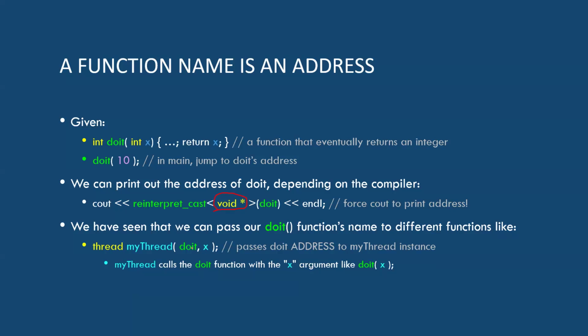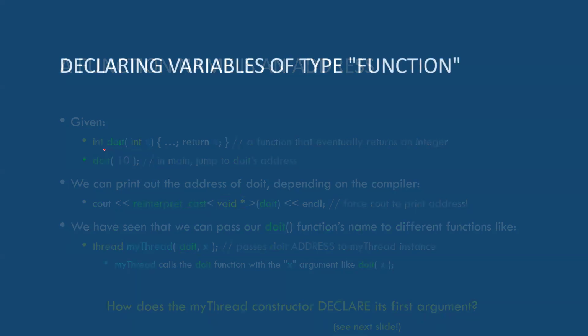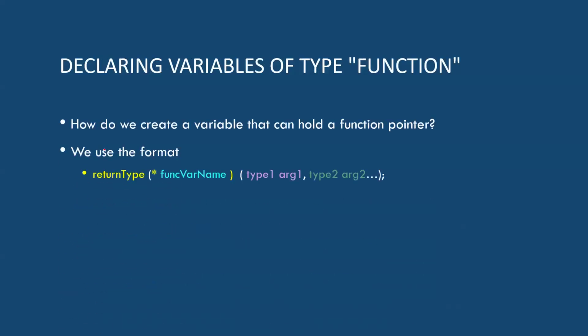There are a lot of situations where we want to call doit, we want to pass it into the myThread constructor. So what does the myThread constructor look like? How does it describe its first argument? Because it's a pointer. Well, it's a function pointer, and functions have lots of different possibilities. This one has one integer x and it returns an integer. So how do we declare that kind of argument so that we can write functions like that, right? It's kind of like a secret language almost in the way these things are.